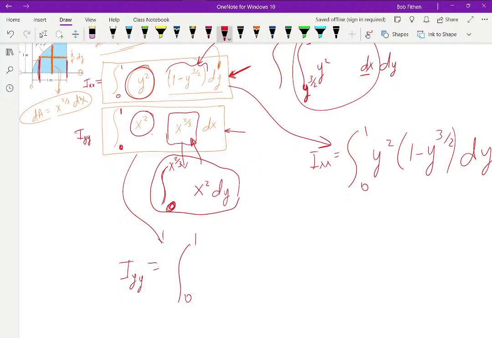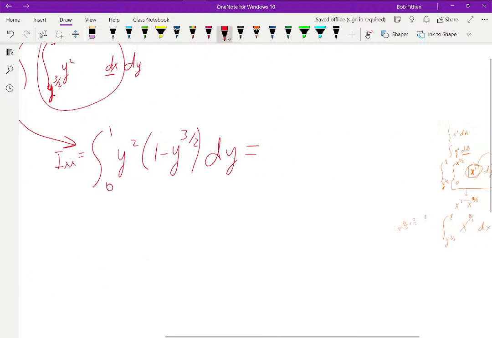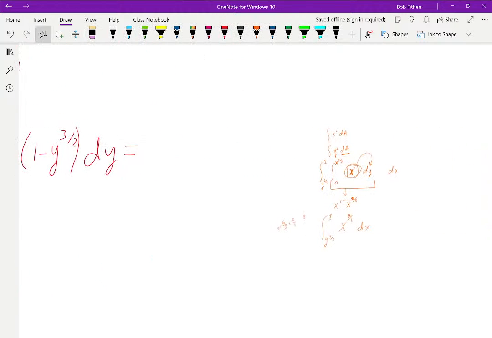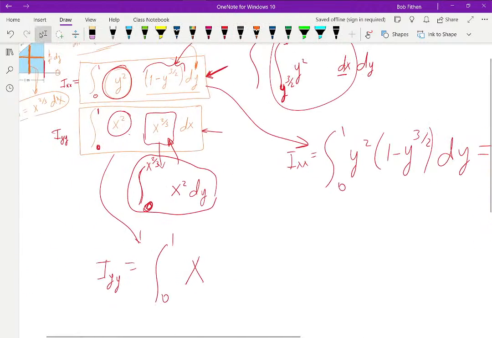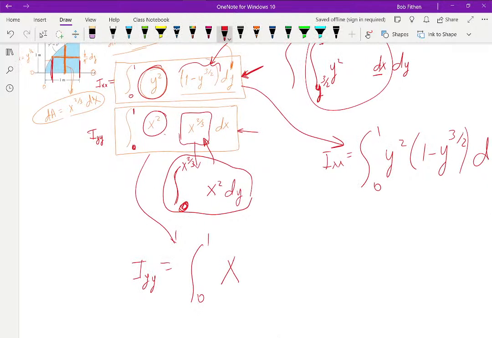0 to 1. What did I end up with? X to the, and I was doing this over there and I stopped it because I wanted, anyway, it doesn't matter. So 2 plus 2/3, same thing as 6/3 plus 2/3 gives me 8/3 dx, which I did a minute ago.